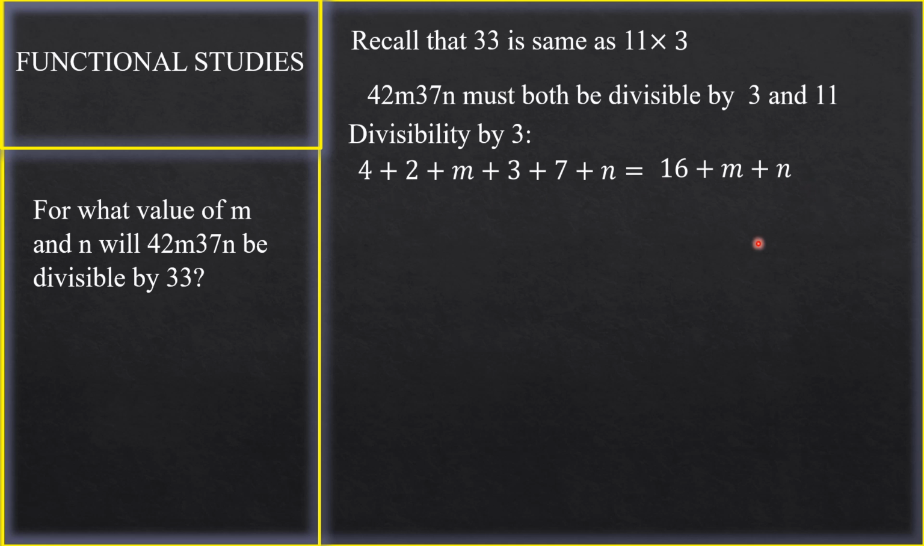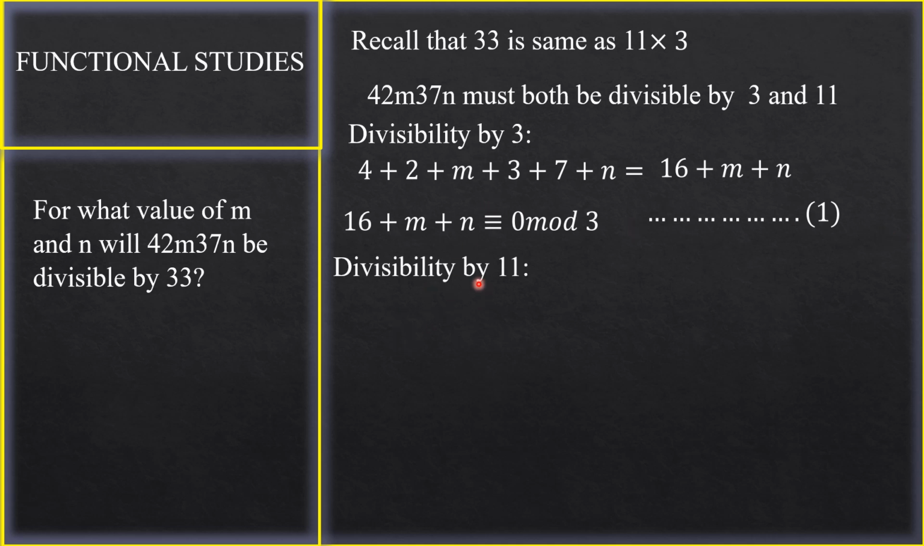So since this number is divisible by 3, according to the divisibility test by 3, the sum of its digits must also be divisible by 3. So it means it must be a multiple of 3, and the remainder is 0 when it's divided by 3. So you can write it in congruence notation as 16 plus m plus n is congruent to 0 mod 3, that is, the remainder is 0. That's equation 1.